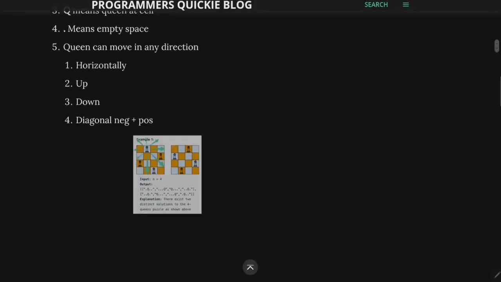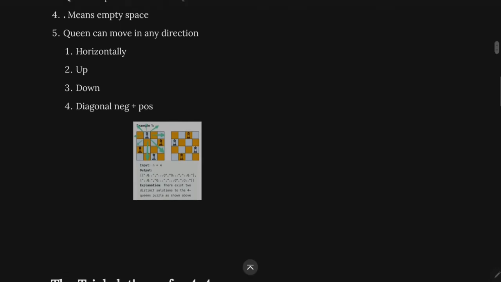So just a brief reminder, a queen can move in any direction. A queen can move horizontally, right, on the lines. A queen can move up or down, and a queen can move in all diagonals.